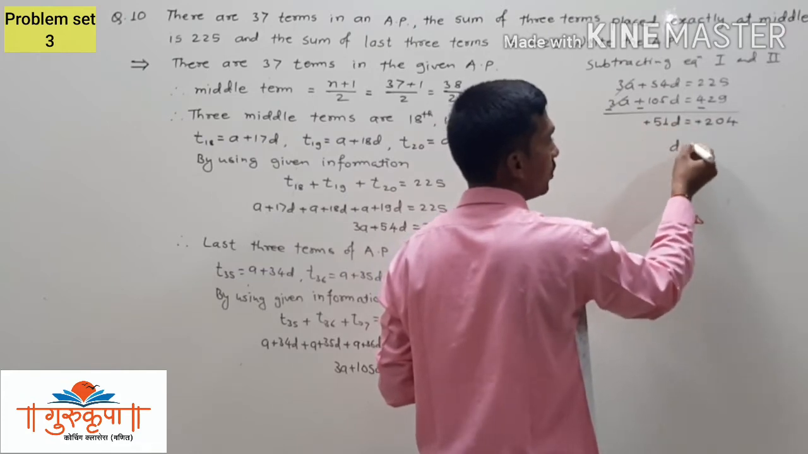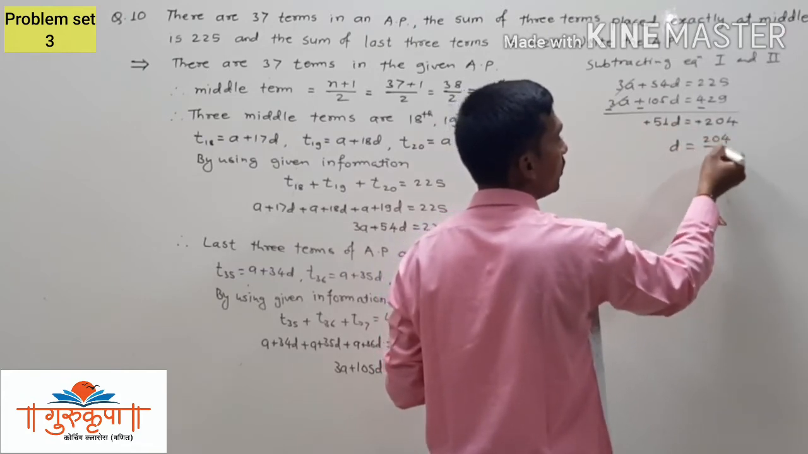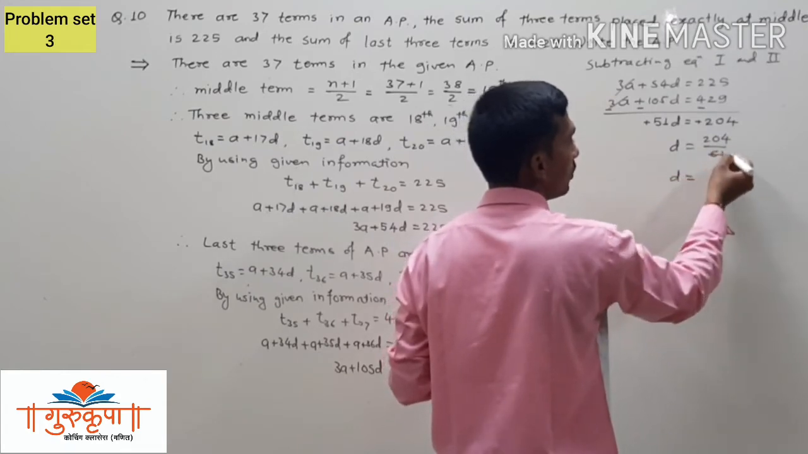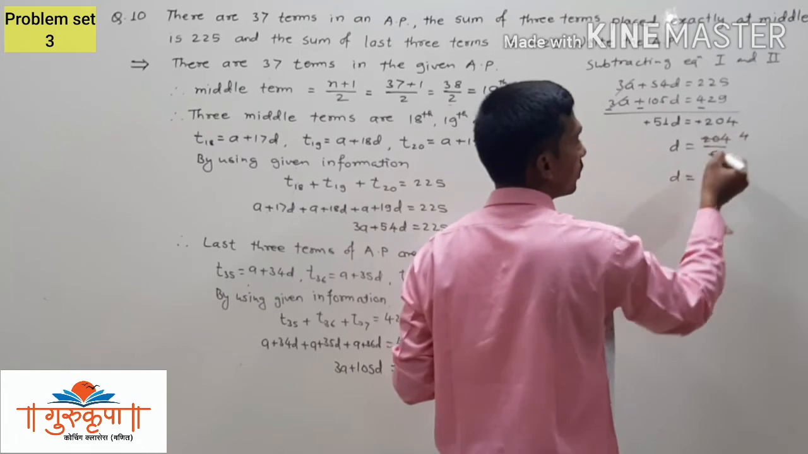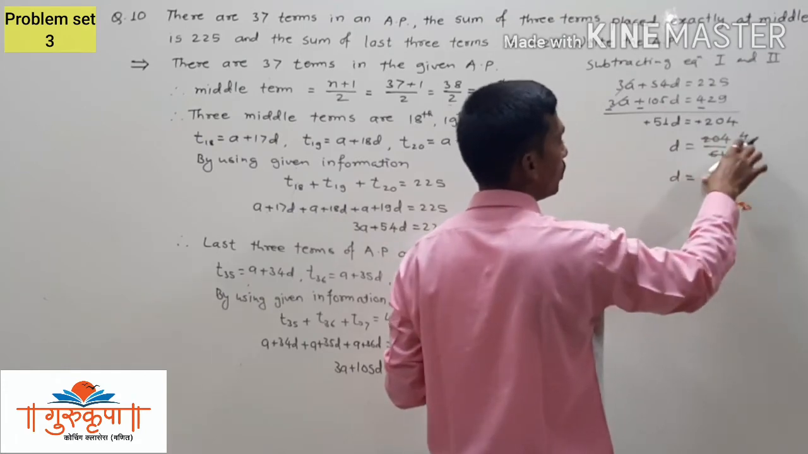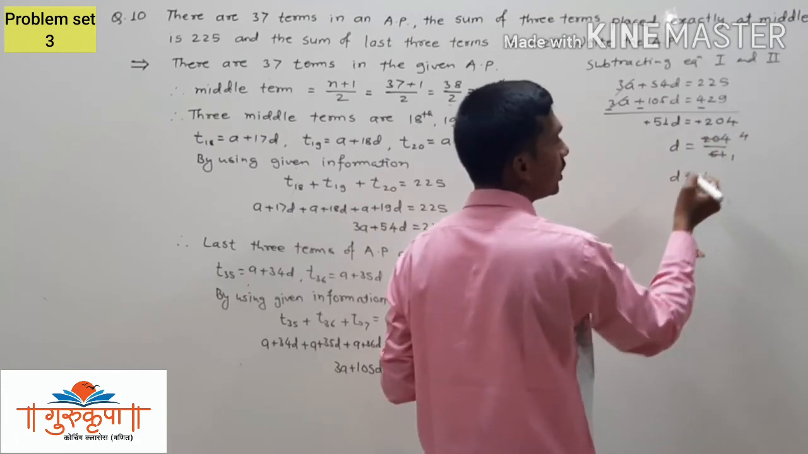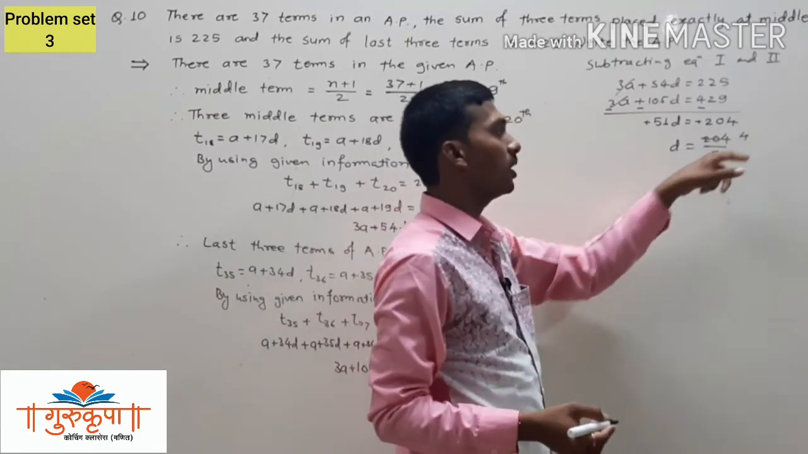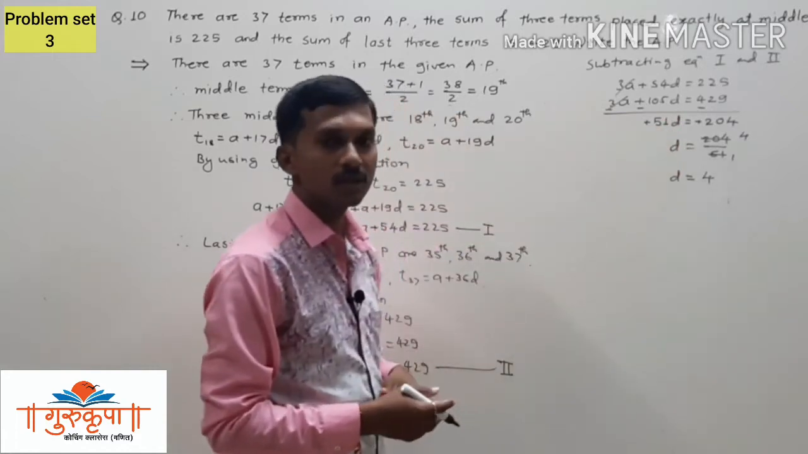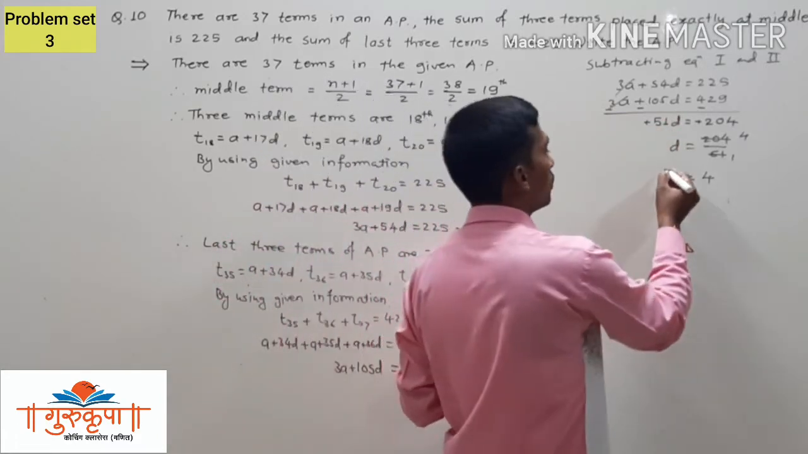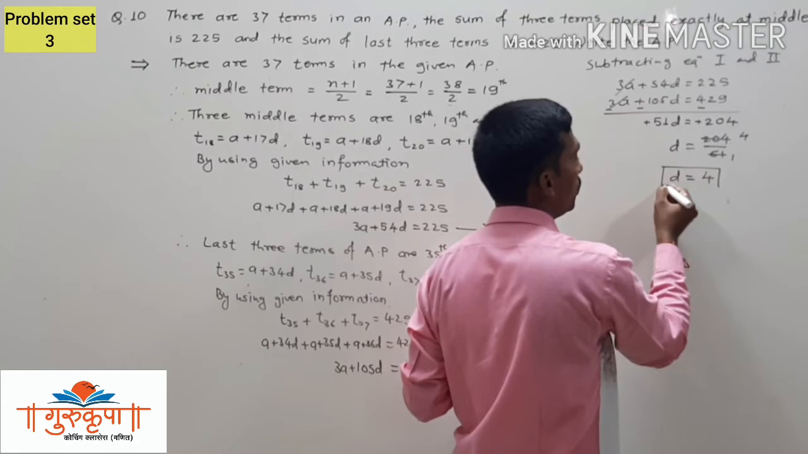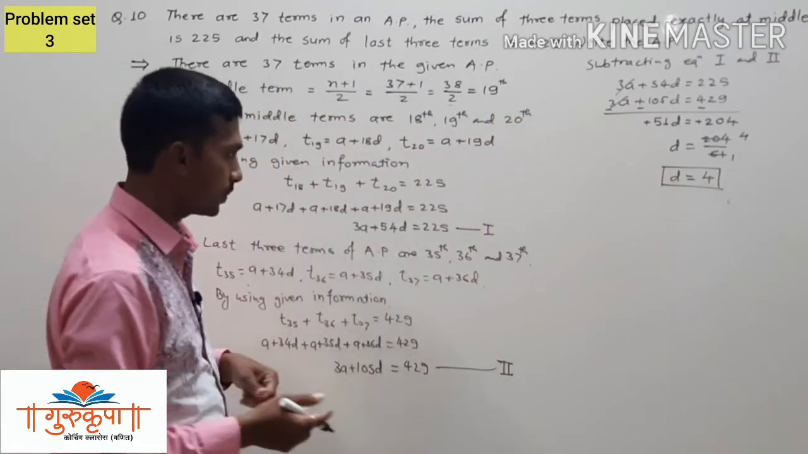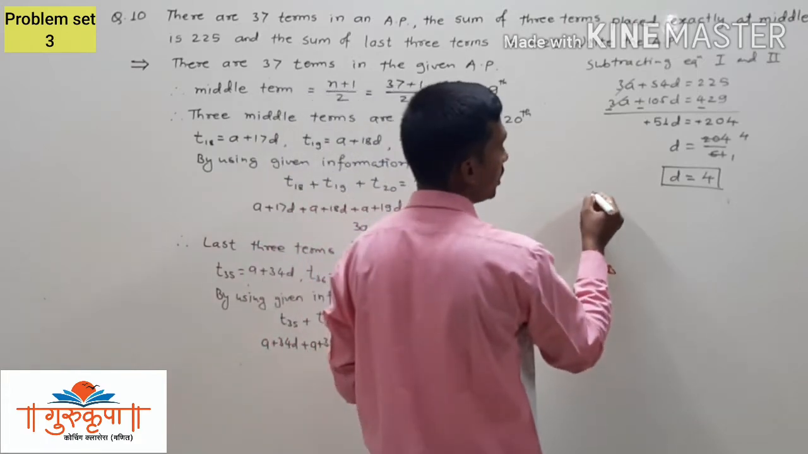So we have D is equal to 204 divided by 51. If we divide 204 by 51, then we get 4. 4 times 1 is 4, 4 times 5 is 20, that is 200. So we have D is equal to 4. Now we have to put this value in any one equation, and we have to get the value of A. So here we can write, putting D is equal to 4.